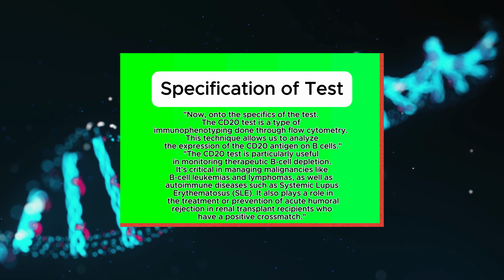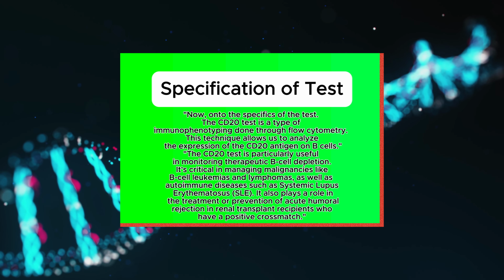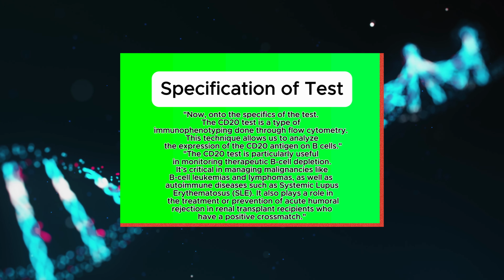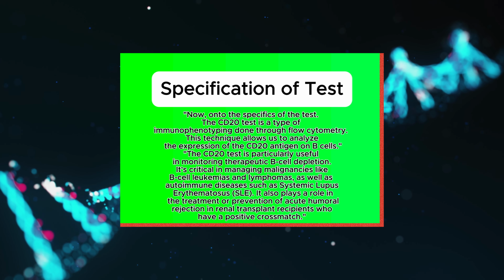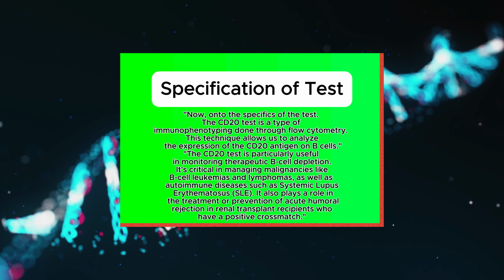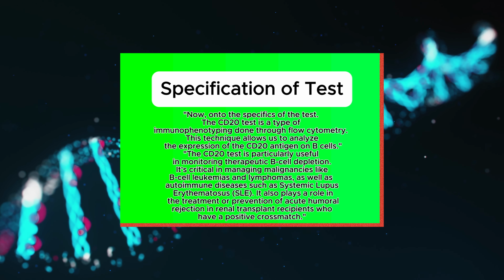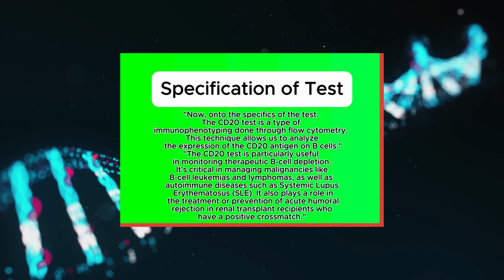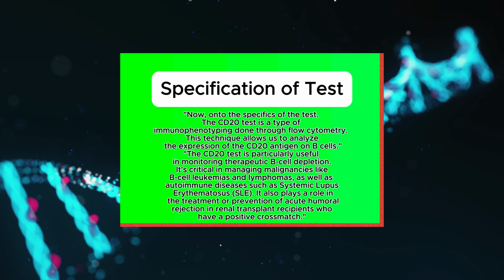It's critical in managing malignancies like B cell leukemias and lymphomas, as well as autoimmune diseases such as systemic lupus erythematosus, SLE. It also plays a role in the treatment or prevention of acute humoral rejection in renal transplant recipients who have a positive crossmatch.